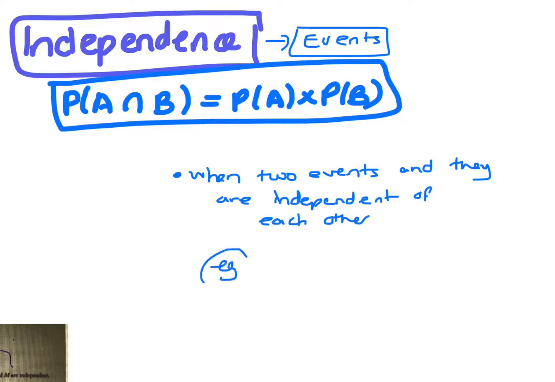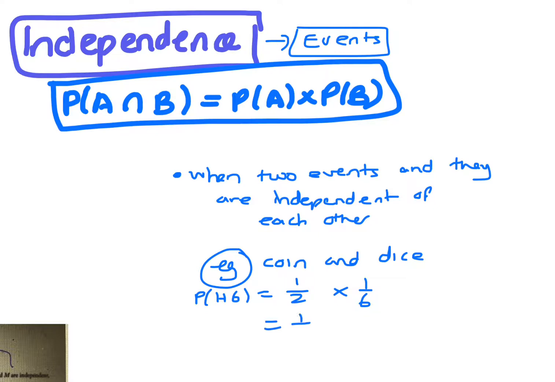An example of things that are independent would be if you threw a coin and a dice. If you want the probability of getting a head and a 6, a coin's 1 on 2, getting a 6 would be 1 on 6. One does not affect the other. It doesn't matter what you get on the coin, that doesn't affect what you get on the dice. You could do 2 coins, you could do 100 coins. If you threw 100 coins, what you get on the first coin doesn't impact what you get on the last coin.